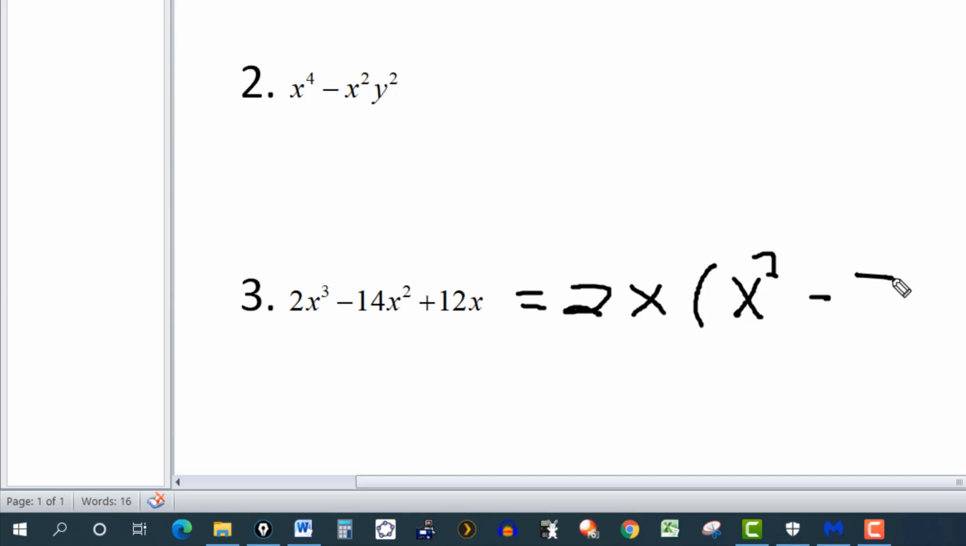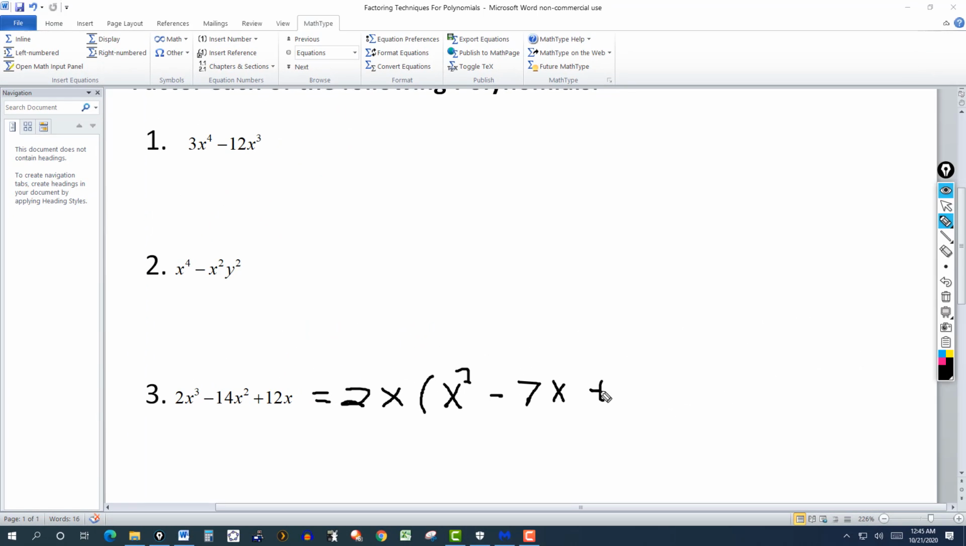Minus 7x plus 6. Okay, and then you can check that part of the factorization by just multiplying it out in your head. 2x times x squared is 2x to the third. 2x times a minus 7x is a minus 14x squared. That checks out. And 2x times 6 is 12x.